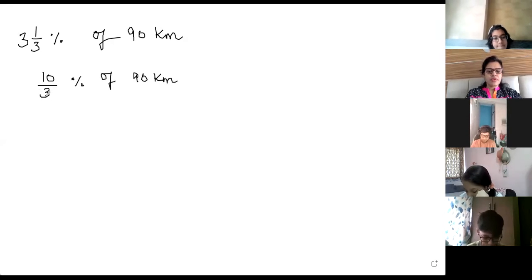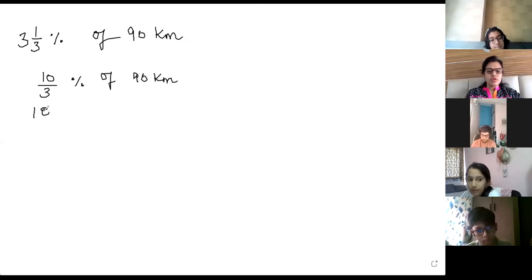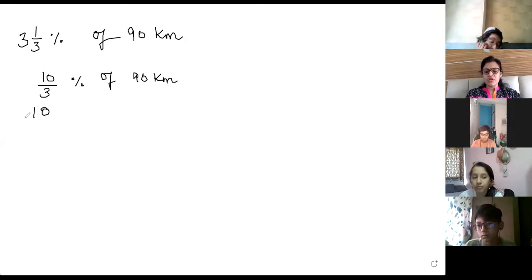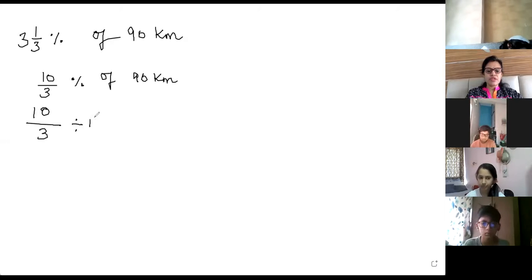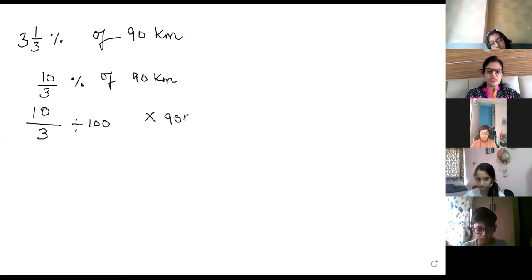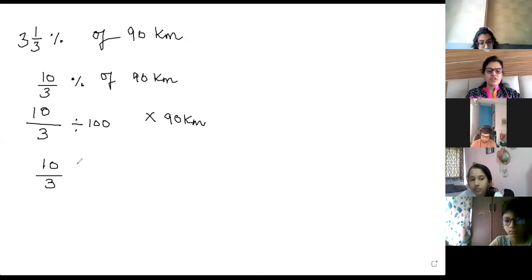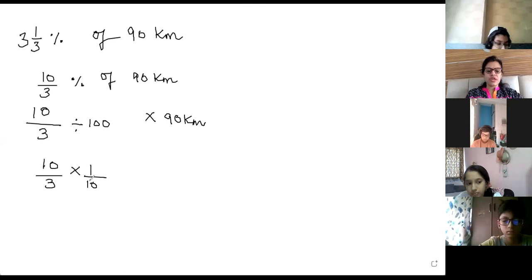Then you have to divide. You multiply? You have to divide. Percent hai. Percent ko when you convert, you have to divide. When we were dividing, na, right? So you will divide it by 100. You know the fraction division. And then here you will multiply by 90 kilometers. So first you do this thing. In division, what do we do? We put a multiplication sign and do the reciprocal, right?